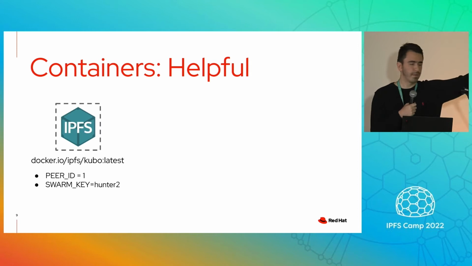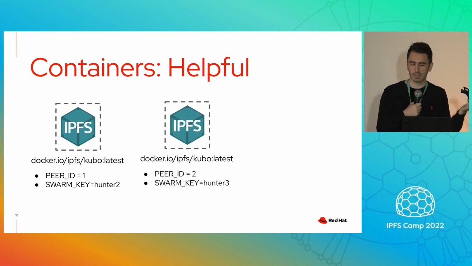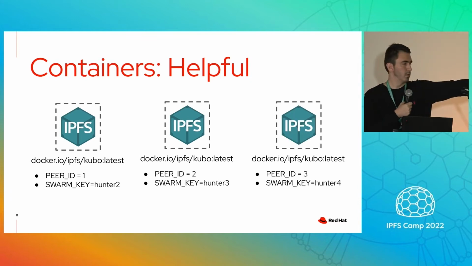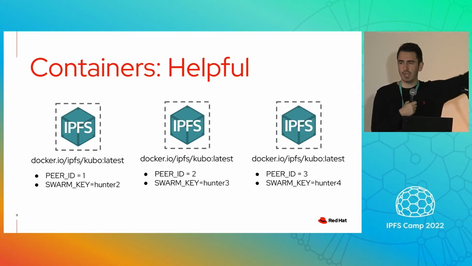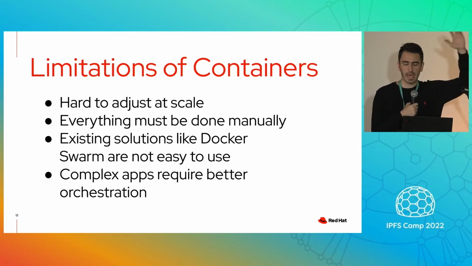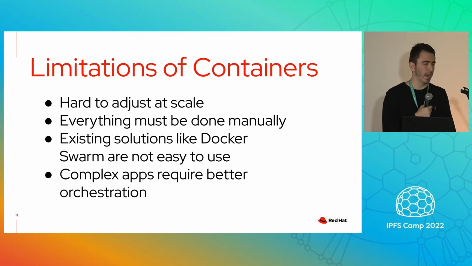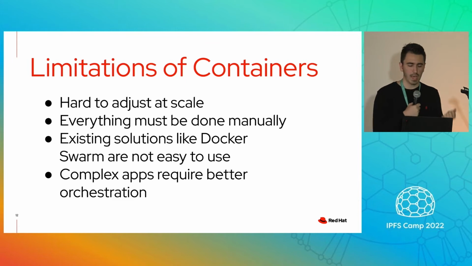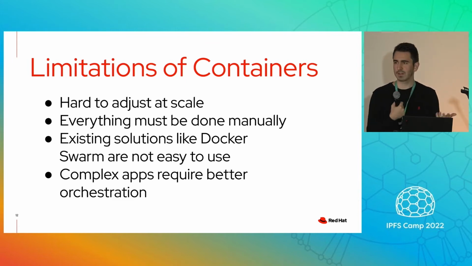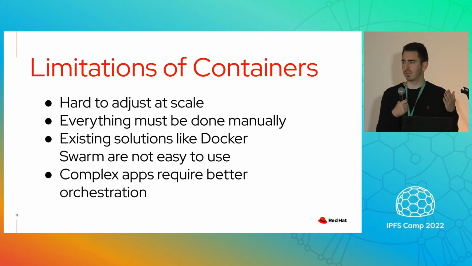So they're really helpful when you have one container. You can set the environment variables as you want. If you have two containers, yeah, they're really helpful. Three, again, we can just keep adding them, but things start to get shaky. They have their limitations as you scale them up, because you're just running commands, and if you want to make adjustments, that's going to cost you a bit of time. Everything has to be done manually, and existing solutions like Docker Swarm are just not that great to use because you need more fine-grained orchestration.